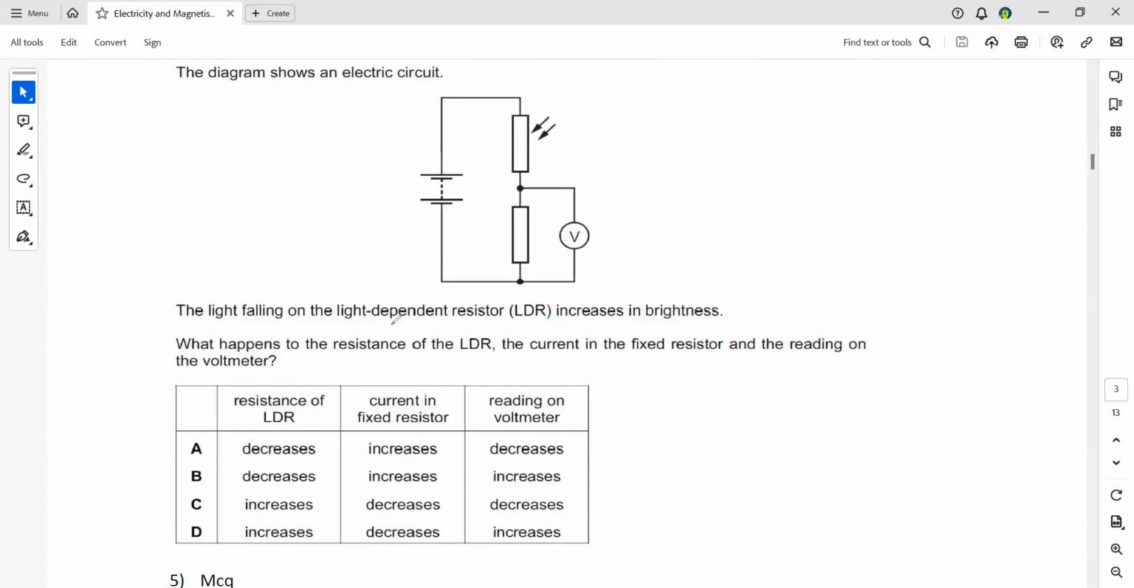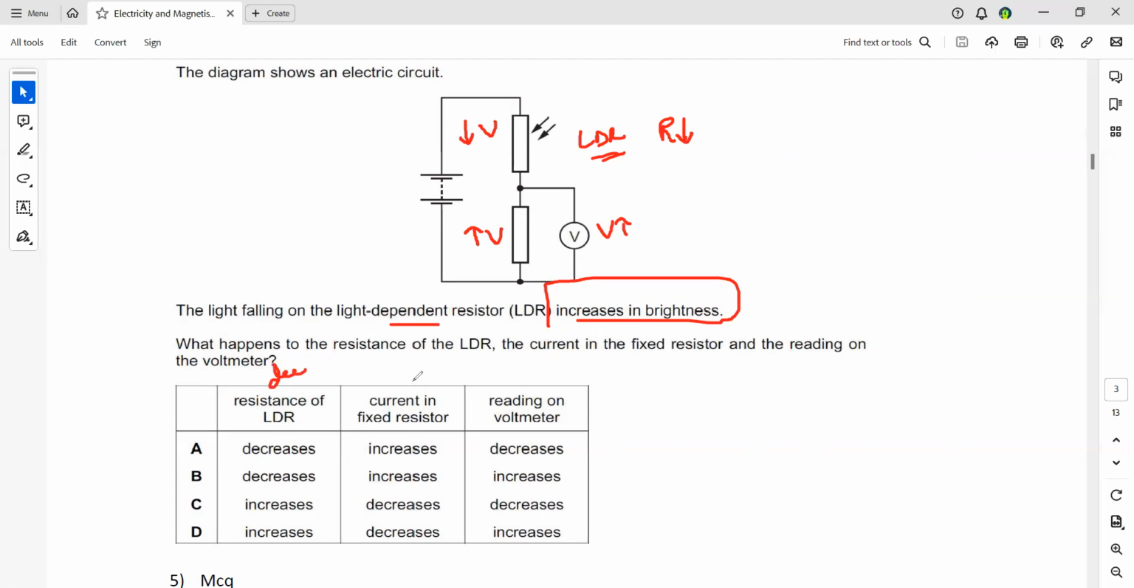The light falls on a light dependent resistor, with an increase in the brightness. So what is the effect? This is an LDR. If the light intensity increases, more light is there, so the resistance of the LDR will decrease. If the resistance of the LDR decreases, the voltage across the LDR will decrease. And if the voltage across the LDR decreases, the voltage across the fixed resistor will increase, or the reading on the voltmeter will also increase. So what happens to the resistance of the LDR? It should decrease.